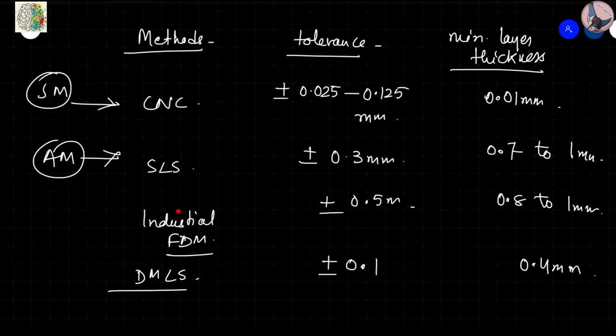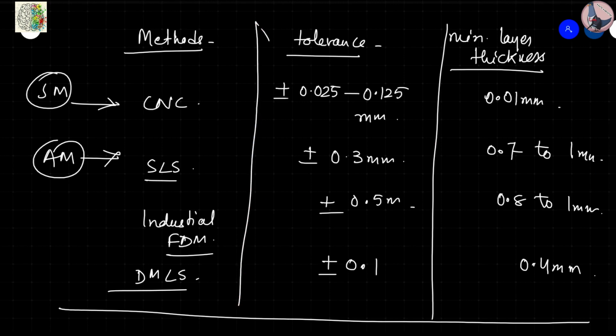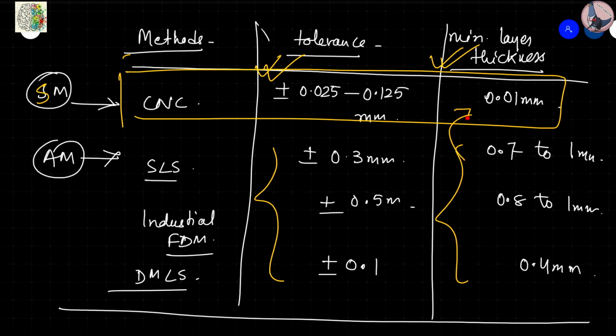Now don't worry about what is FDM, what is SLS, all these things we will see in the next classes, but you should know that whatever the method, these are some of the minimum tolerances or minimum layer thicknesses you can achieve by subtractive manufacturing and additive manufacturing. You can see that the tolerance and the minimum thickness achievable in subtractive manufacturing is far better than any of the additive manufacturing methods. So these are the advantages of subtractive manufacturing over additive manufacturing.